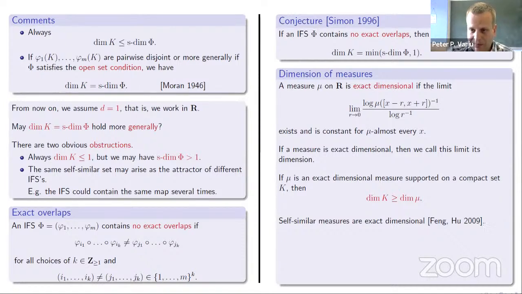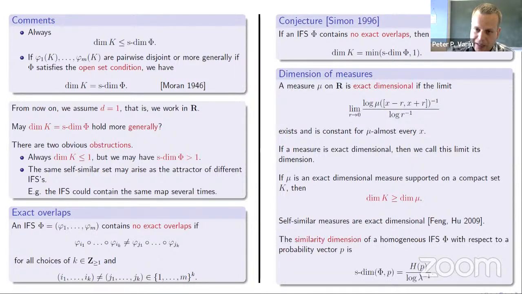So it makes sense to talk about the dimension of self-similar measures in the sense that I described. And then there is also a notion of similarity dimension for a homogeneous iterated function system and the probability vector P. The purpose of this definition is to have a guess for the dimension of the self-similar measure.